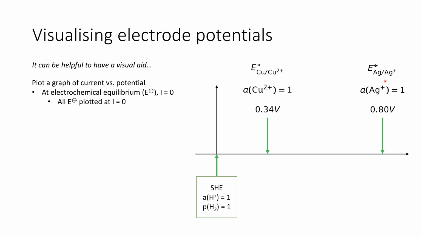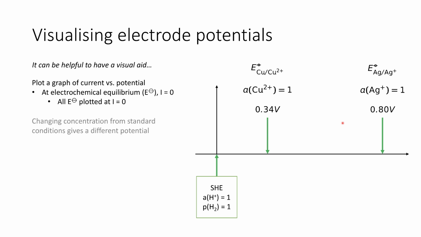Our silver electrode, again under standard conditions, has a more positive potential. So what we're saying is that both of these are positive relative to the standard hydrogen electrode, but now our silver chloride is 0.46 volts more positive than our copper. Likewise, our copper is 0.46 volts more negative than our silver electrode. These are simply relative measures, and this graph helps us visualize them.